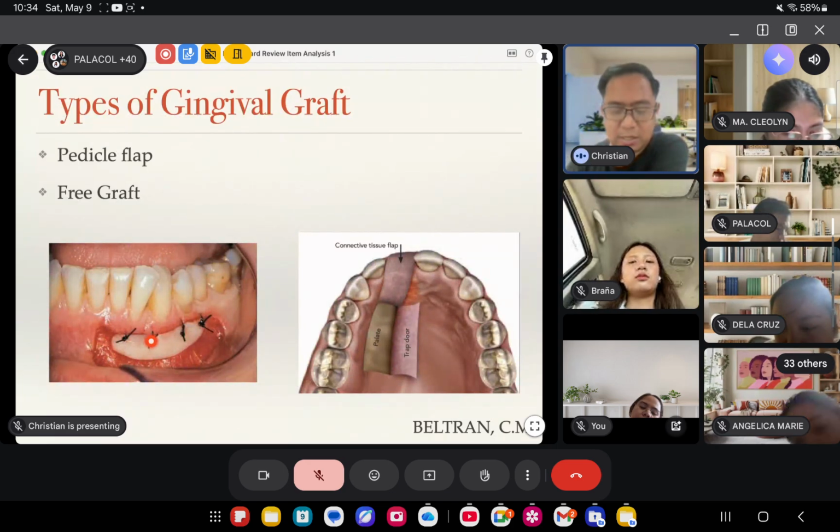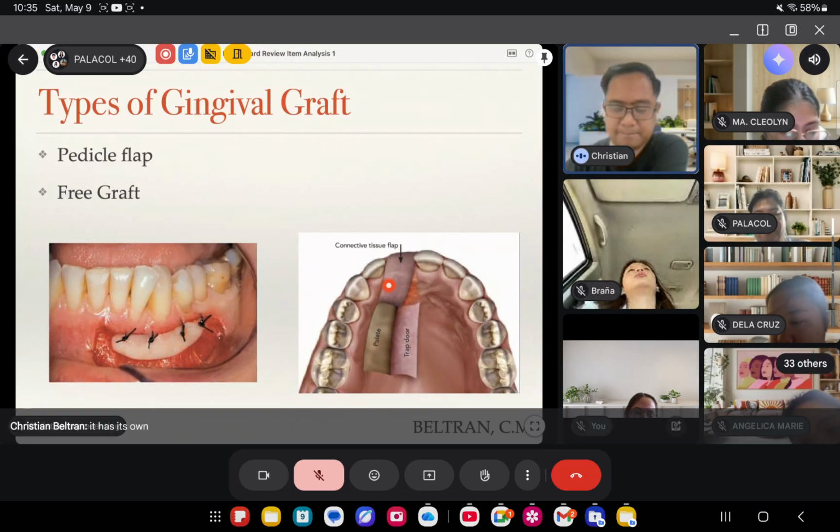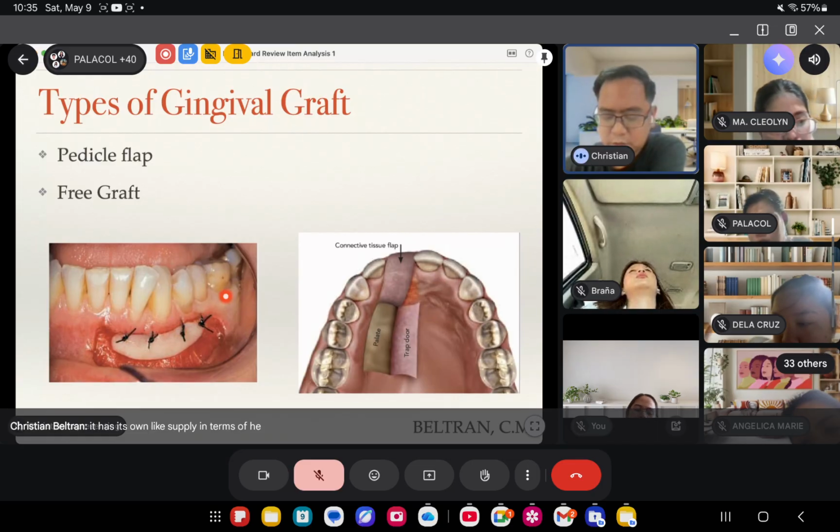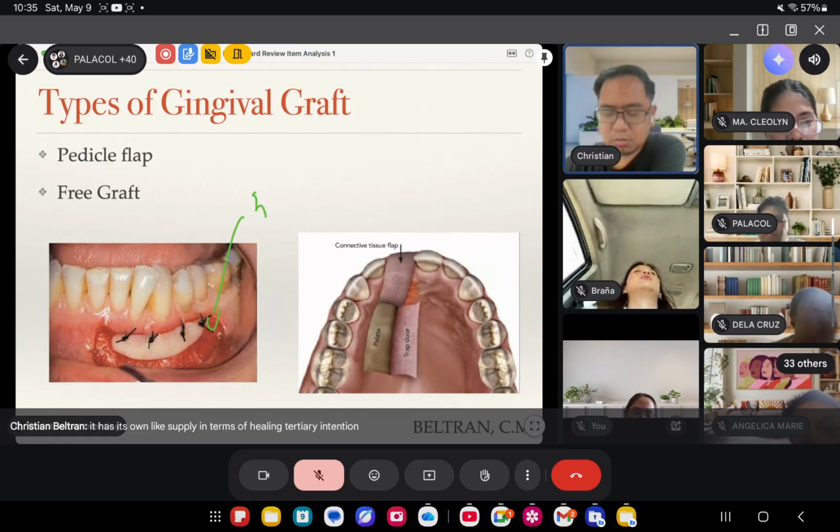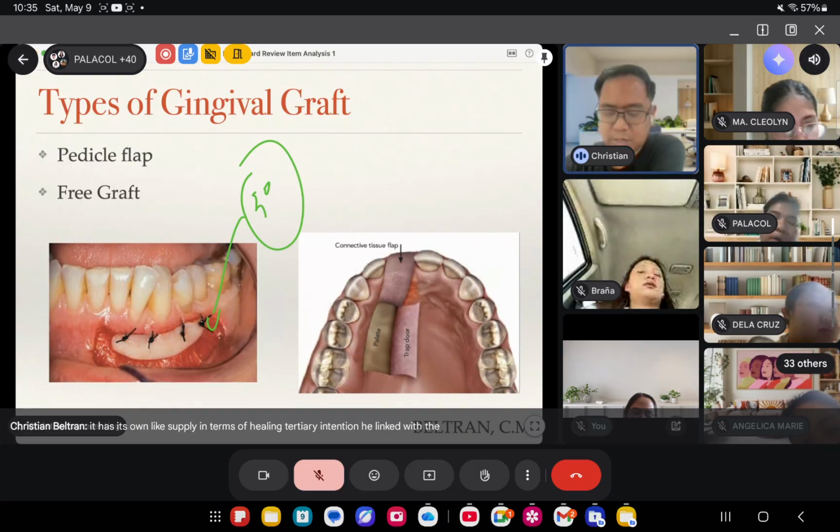This one is your free graft. It does not have its own blood supply. Okay? This one has its own blood supply. In terms of healing, tertiary intention. Healing through the use of tissue graft.